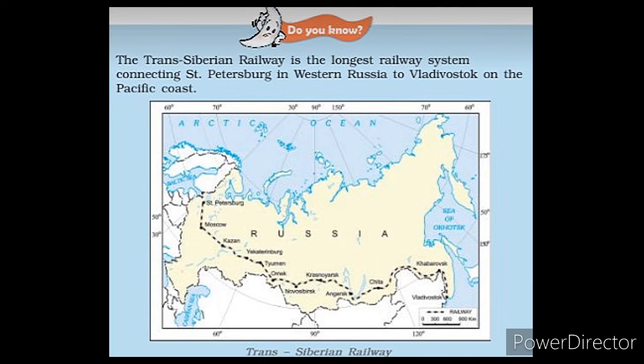See the Trans-Siberian Railway. The Trans-Siberian Railway is the longest railway system, connecting St. Petersburg in western Russia to Vladivostok on the Pacific coast. This is important. You all have to learn this one about the Trans-Siberian Railway.